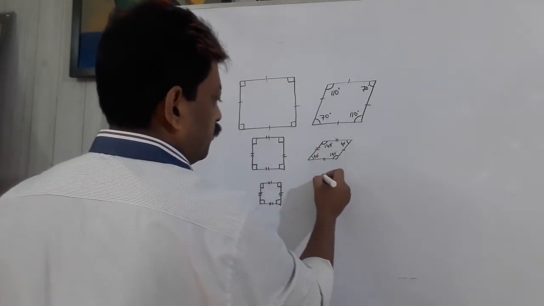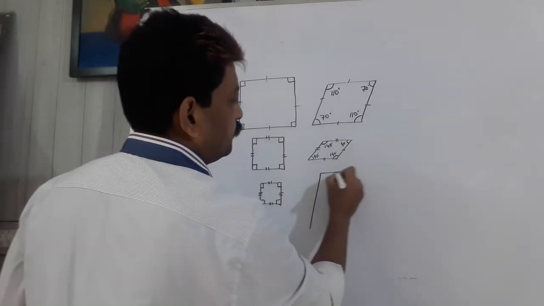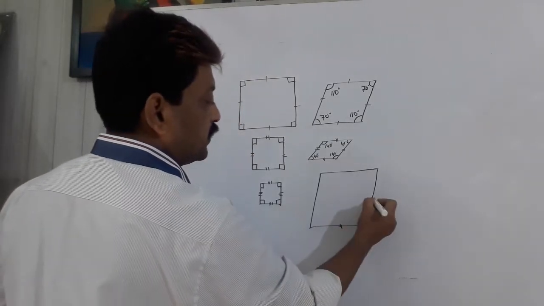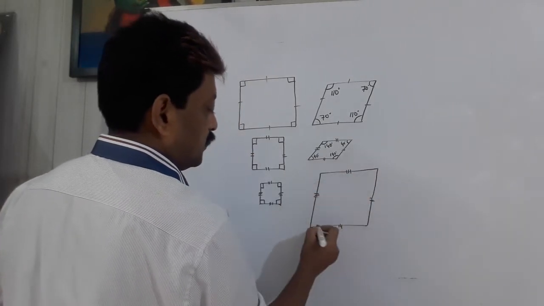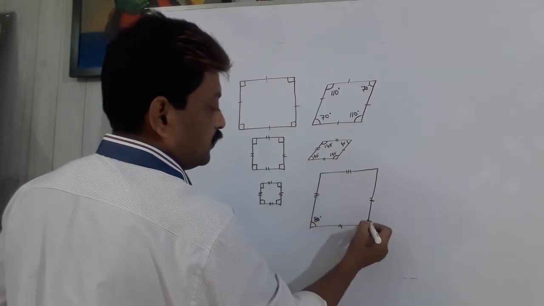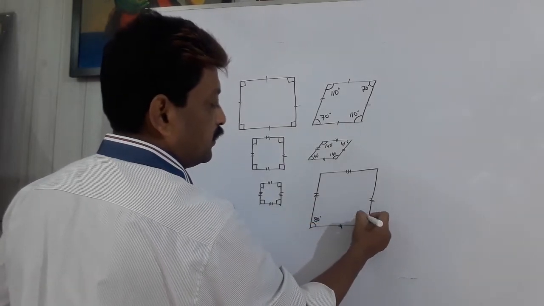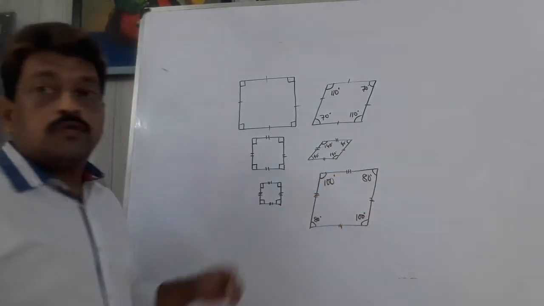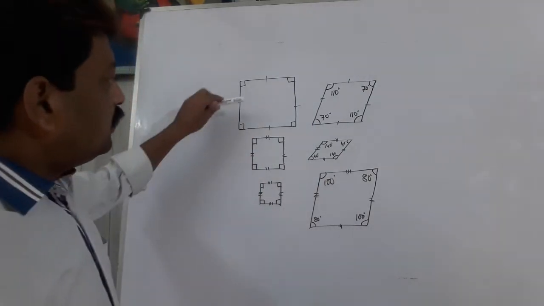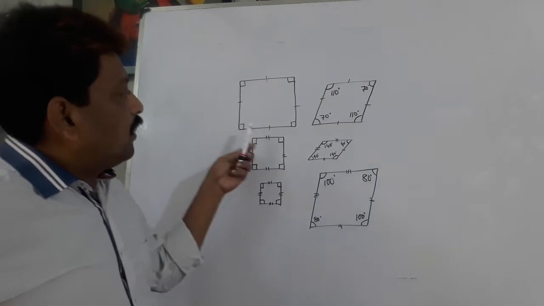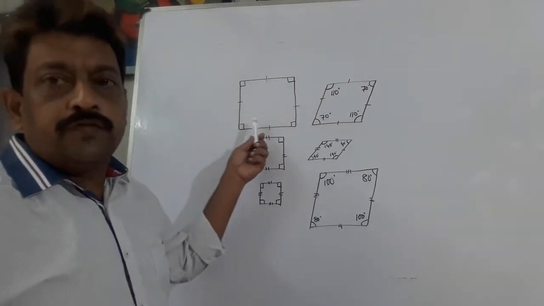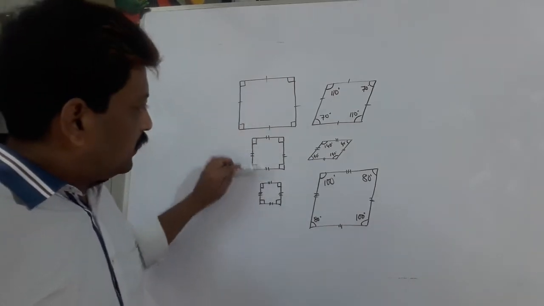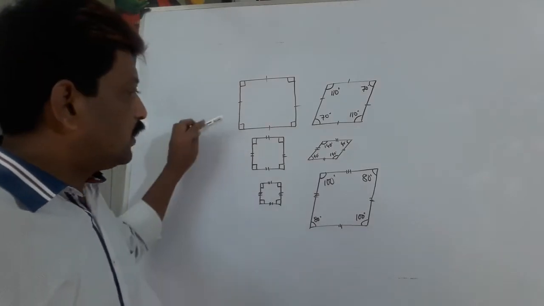Now one bigger rhombus. So here all the four sides are equal. This angle is suppose 80 degree, then this will be 100 degrees. This is also 80 degrees, this is 100 degree. So from these diagrams, just see all the squares have equal length of their sides. They look same, their shape is also same, and the included angles are also equal in each case.